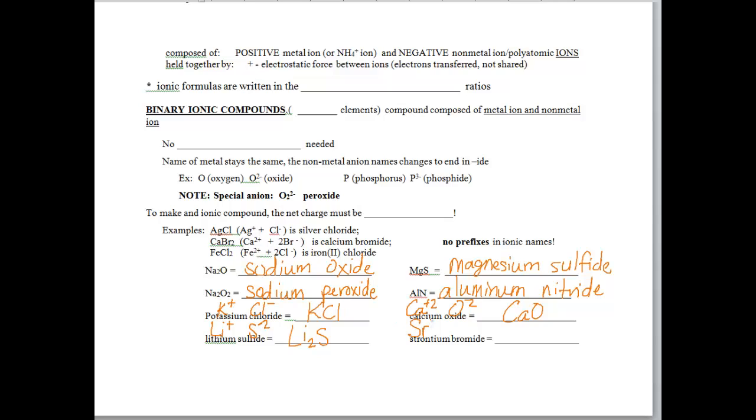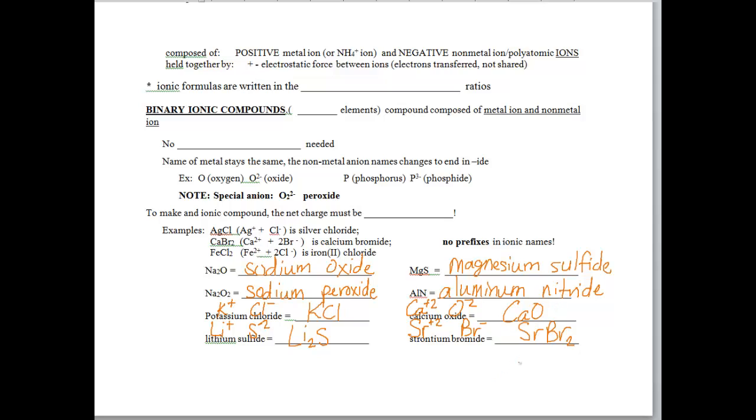Strontium, group 2, +2. Bromide, a halogen, -1. Okay, so a +2, -1. Nope, they don't balance. I'm going to need 2 bromines to cancel out that. So you tell me I need 2 with your subscript. Now, some of you may have started to notice a shortcut, and we'll kind of talk about that tomorrow.